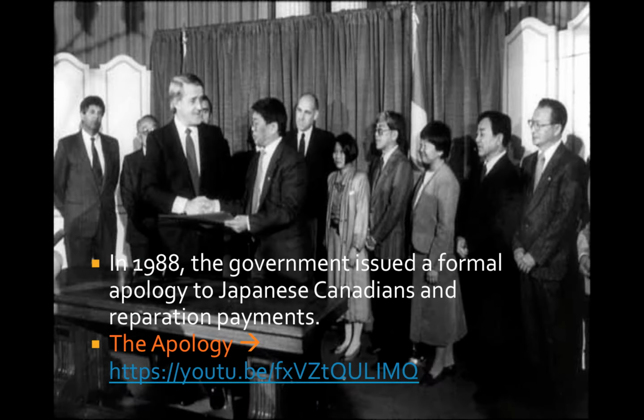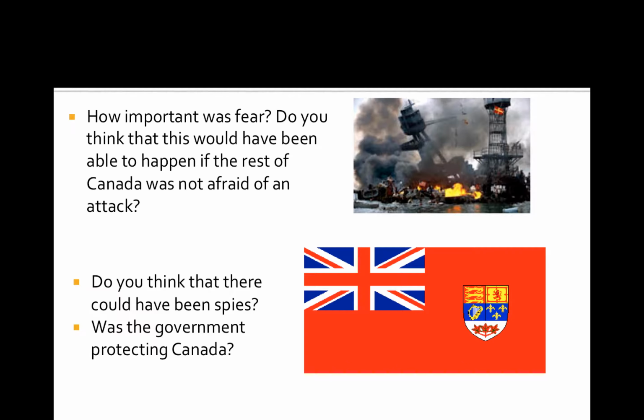So in 1988, there was a formal apology to Japanese Canadians, which we'll be looking at, and we're going to actually examine the role of spies, the fear that people lived with during the war, and how this actually changed the Canadian psyche and the children that were born afterwards.